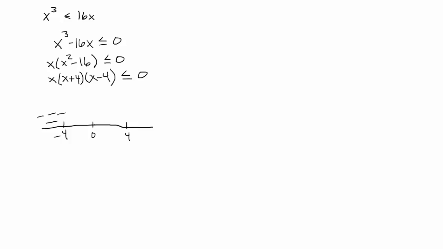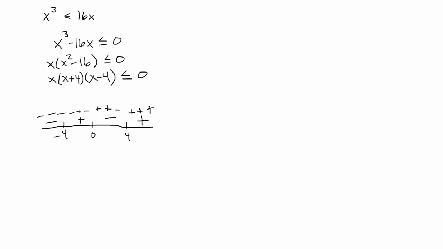In the second interval, I'm going to use -1. So -1 itself is negative. -1 plus 4 is positive, and -1 minus 4 is negative. 2 negatives and a positive gives us a positive. Now I'm going to use 1. So 1 itself is positive, 1 plus 4 is positive, and 1 minus 4 is negative. So we have 2 positives and a negative, so we're negative. And then in the last interval, I'm going to choose 5. 5 itself is positive, 5 plus 4 is positive, and 5 minus 4 is positive. So 3 positives gives us a positive.